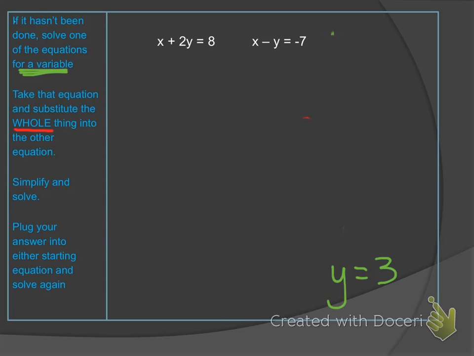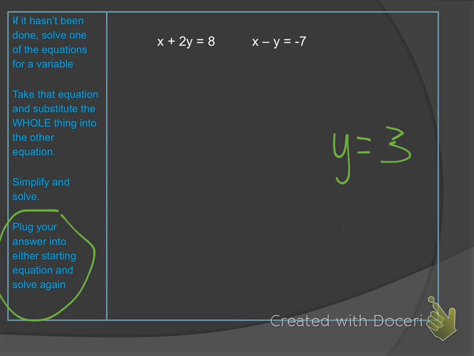So now I have that the y variable for this system is 3. So what I do next, for my very last step, like it says here, is plug my answer into either starting equation and solve again. So now I'm going to use this one because it looks easier, because again, no negatives.